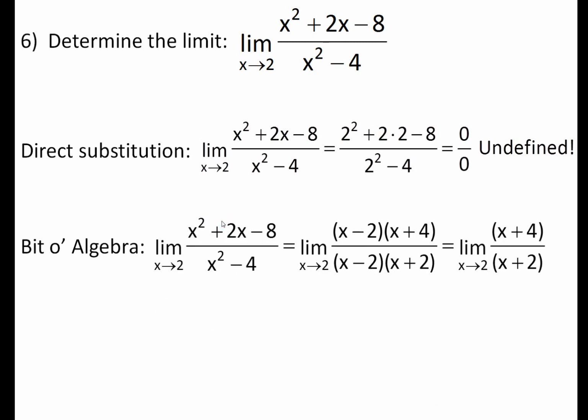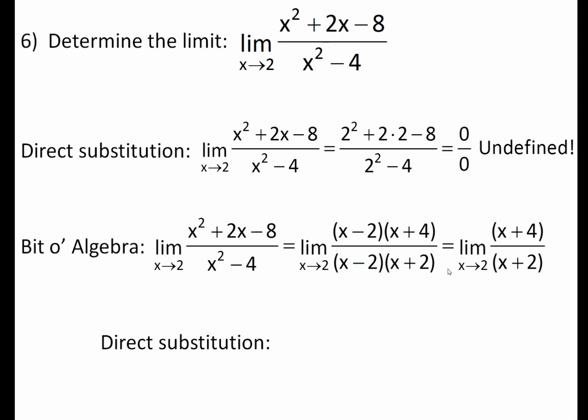So what we need to do in this case is use a little bit of algebra. With a little bit of algebra, you can factor the numerator and denominator, and when you do that, you see x minus 2 is a common factor. So once that's removed, because in the limit x is not equal to 2, x is simply close to 2, you end up with the limit of this rational function, and then you can use direct substitution and get 3 over 2.